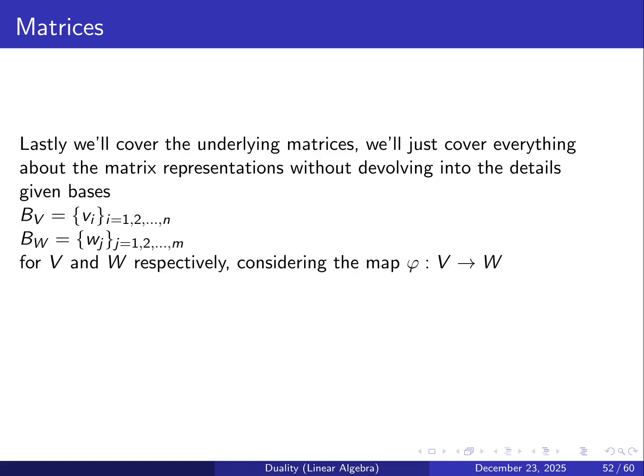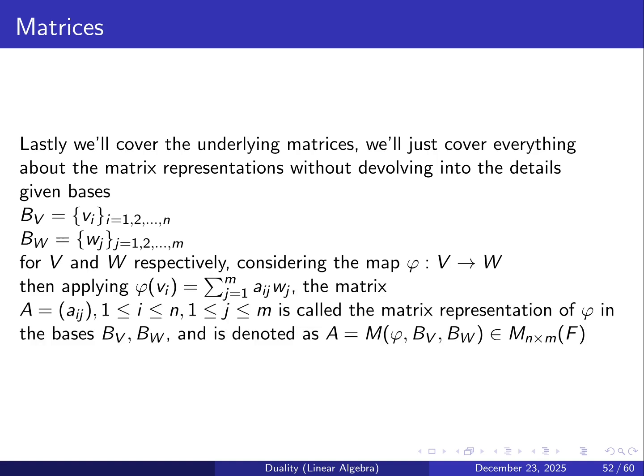So given bases B sub v and B sub w for the respective spaces V and W, and a linear map phi from V to W, then apply phi to each basis vector v sub i and expand them in the basis B sub w to get the coefficients a sub ij, and we call these coefficients the matrix representation of phi in the bases B sub v and B sub w, and denote it as M of phi of B sub v and B sub w.